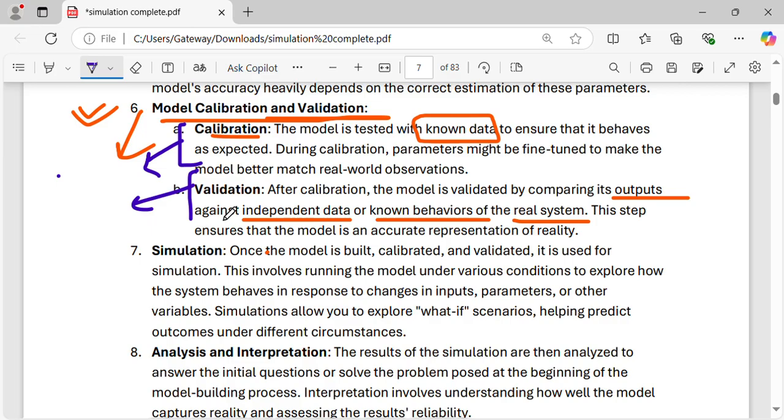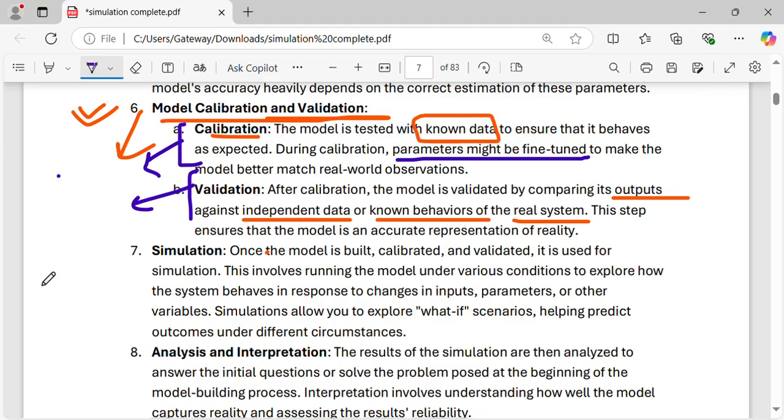I think it's the same thing, but in calibration we have the known data that we test our model with, so that we can say our model is working fine with our own data, the data we already knew. The parameters may change a little so that they can better match the real world and test it better. After calibration, as we have tested with our own data, we validate it with independent data, the data it doesn't know, or the real systems.